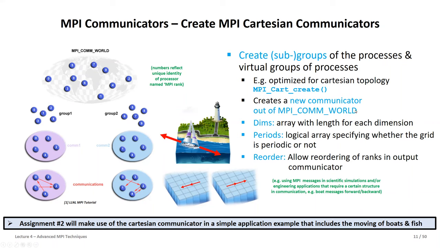There are a couple of elements to it when you create a new communicator out of COMM_WORLD. You have to specify how big the space of this Cartesian grid is. Then, is it periodic or not? Will it stop at some point, or do you continue with a permanent simulation and go around? And using this in MPI messages, the boat messages going forward and backward require a certain structure in the communication, which makes it very nice to use this communicator.